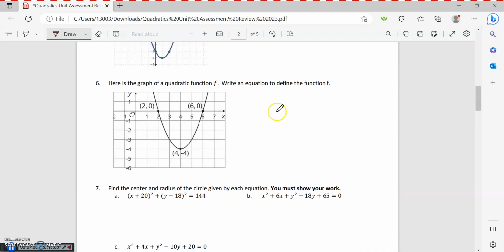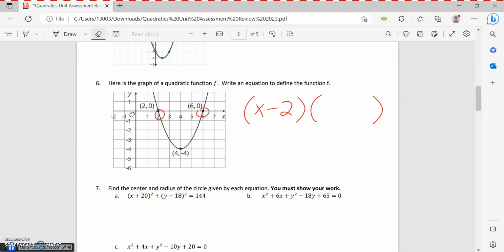Question 6. Here's the graph, write an equation. Okay, so we're kind of working backwards here, right? So I have 2 points where the graph crosses the x-axis. So I know that if I said x minus 2 times anything, when I plug in 2, I would get 2 minus 2 is 0. That satisfies this point, because everything else doesn't matter. 0 times anything is 0.